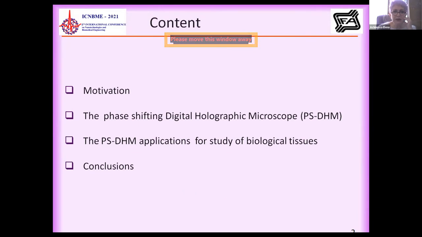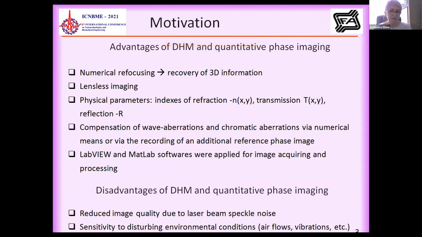This is the content of the presentation, beginning with the motivation of this work. Optical microscopy is the main tool to investigate and observe biological tissues. About 20 years ago, a new alternative to light field optical microscopy appeared, digital holographic microscopy, and it has some advantages in comparison with conventional microscopy. Among these advantages is numerical refocusing, which allows us to recover 3D information about the biological tissue, and lensless imaging, which reduces the aberration due to optical components. Then we can extract physical parameters like index of refraction, transmission, absorption, reflection, and so on from the 3D image of tissue.